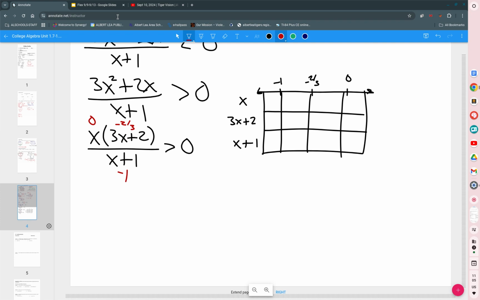Give me a number to the left of negative 1. Negative 2. Negative 2 is negative. 3 times negative 2 is negative 6, plus 2 is negative, and negative 2 plus 1 is negative.